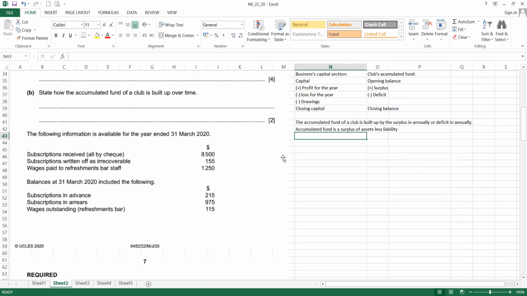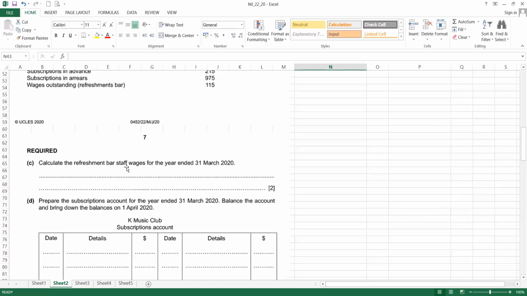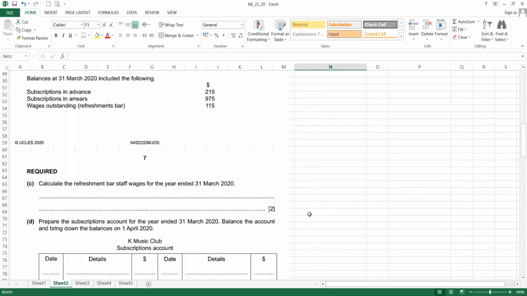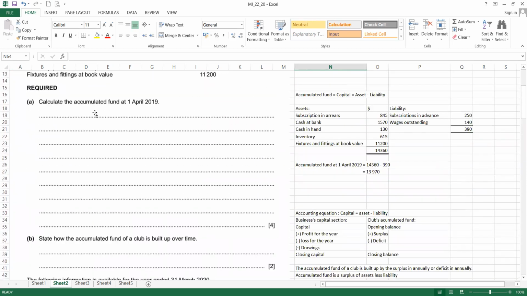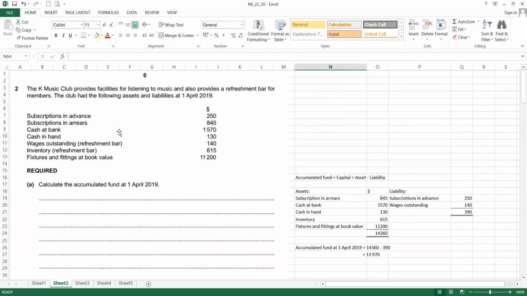Next, the following information is available for the year ended: subscription received, subscription written off, wages paid, and the balance at 31st, which is the balance carried down. These three items. They asked to calculate the refreshment bar staff wages for the year ended. So first of all, what is the information that we have for the refreshment bar? Check at the beginning of the year. See any refreshment bar or not? So you saw the wages.